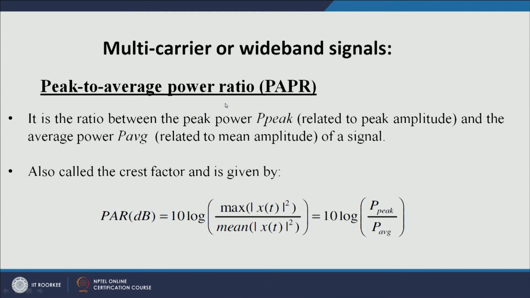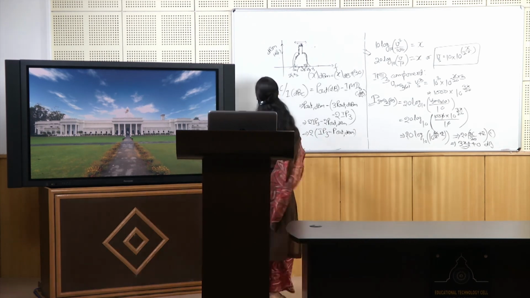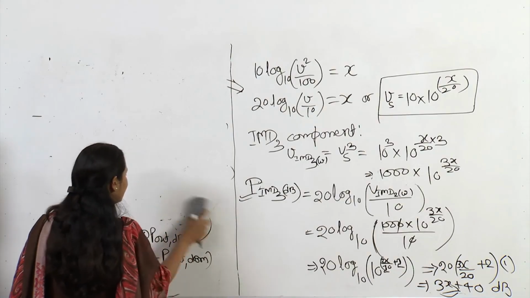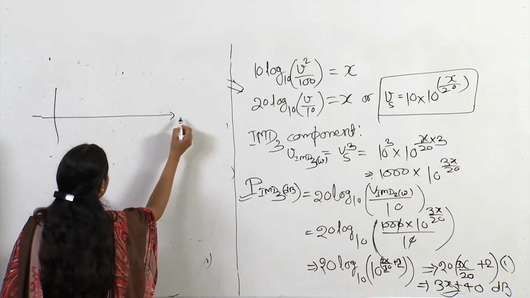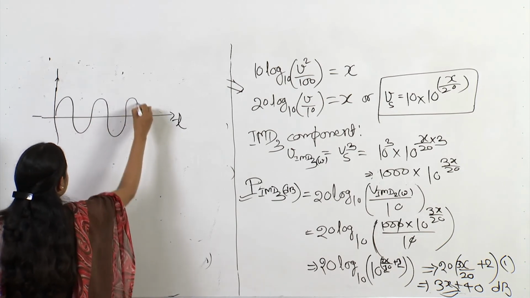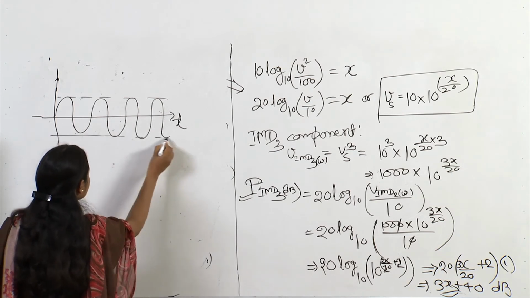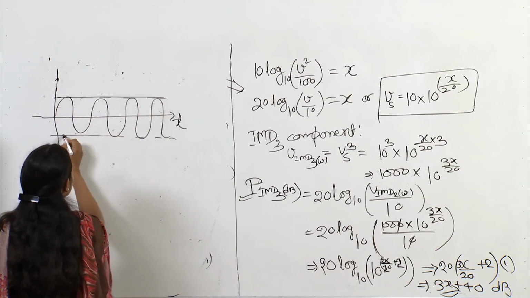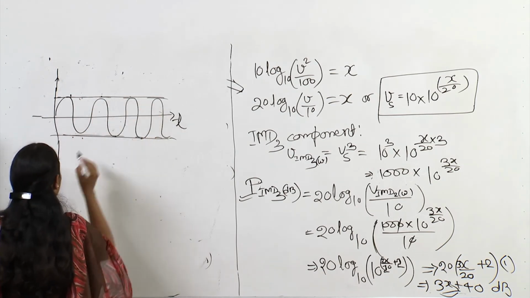One of the concepts which we keep hearing is peak to average power ratio. This is the ratio between peak power and the average power. Because our signal is multi-carrier, it keeps fluctuating. If we want an example in time domain, if we see our single carrier signal, it will look like this: the signal is varying, but its envelope is constant. It is always going through this envelope.